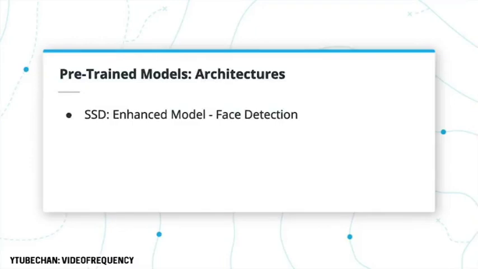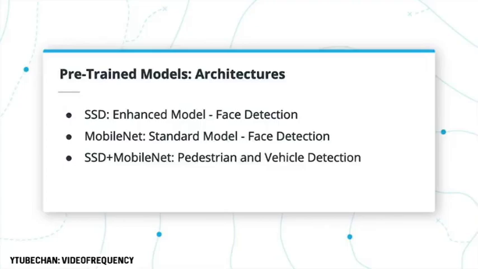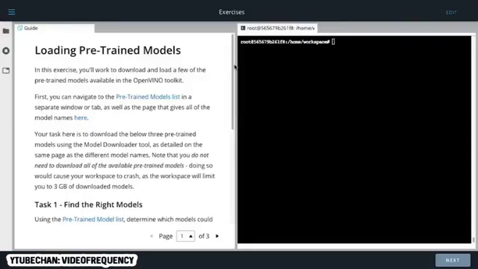As far as architectures go, SSD and MobileNet are fairly common throughout the OpenVINO toolkit pre-trained models. Some of them are just using a single-shot detector, others use just MobileNet, and some are using aspects of each. Next up, you will get a chance to practice using the model downloader to get the desired models for your applications.